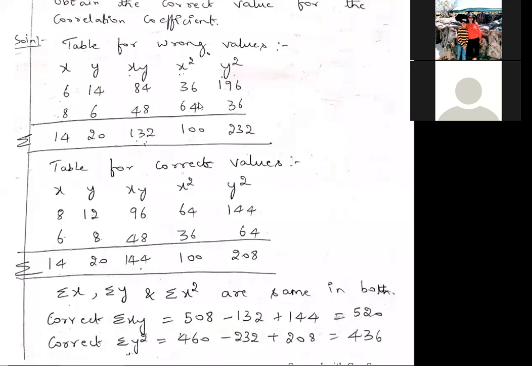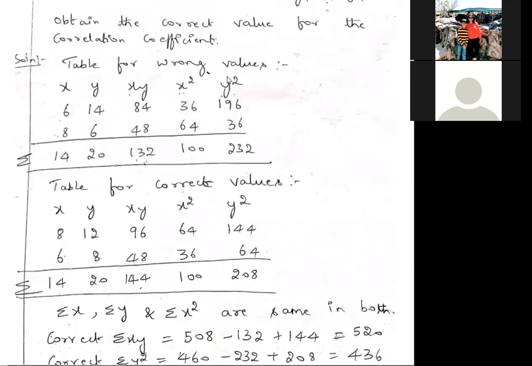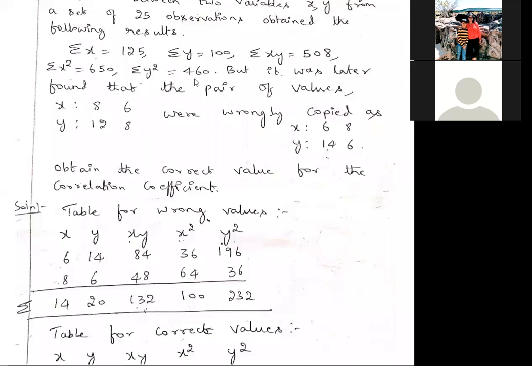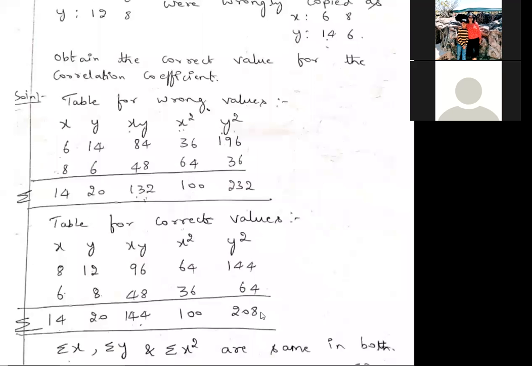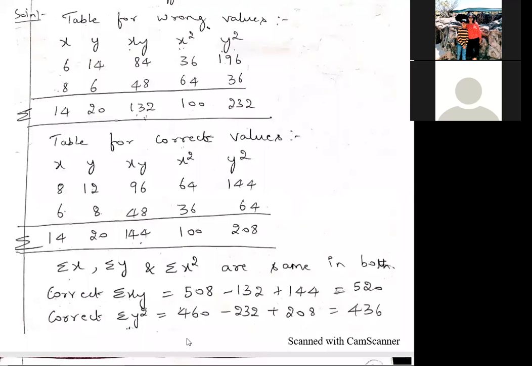And coming to x square, the wrong value x square summation is 100 and the correct value is also 100, so don't change it. And coming to y square, the wrong value addition is 232, whereas the correct value is 208. So what you should do, go back to the summation of y square given in your question. Summation y square is 460. This was wrong because of these two values. So subtract that. Minus 232 you should subtract and then add 208. So that's what we have done here. Correct summation y square is 460 minus 232 plus 208, which is 436. So we have corrected the wrong values.